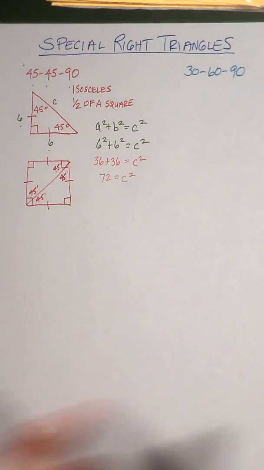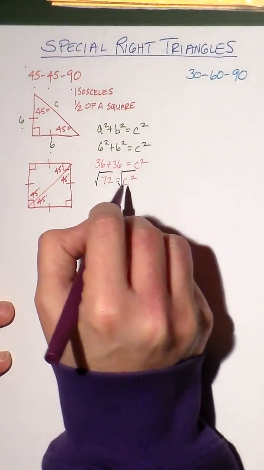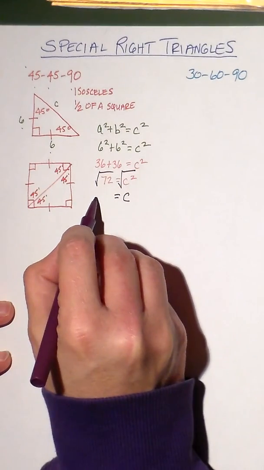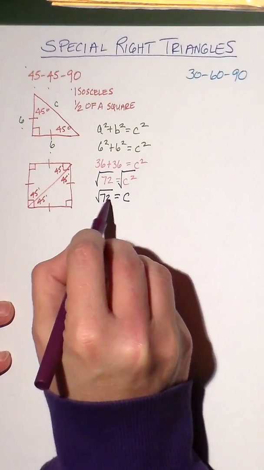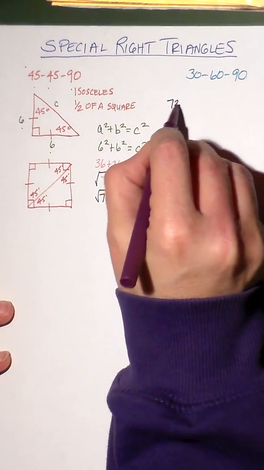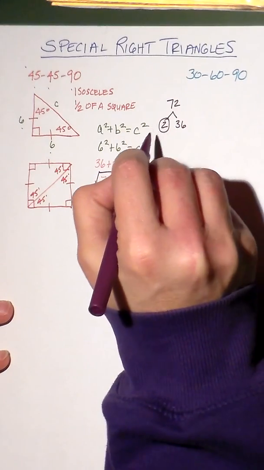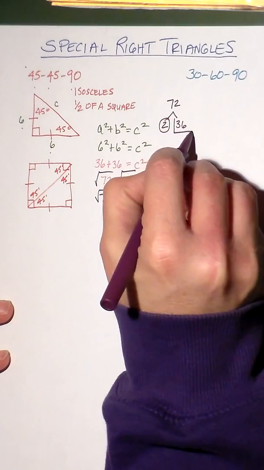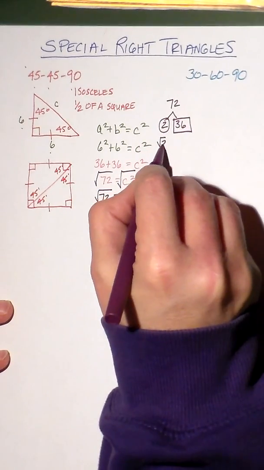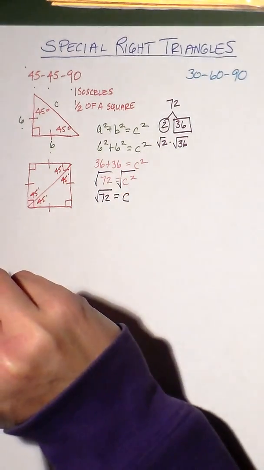Once you get down to that point, you take the square root of both sides, because I don't want c squared, I want c. So c is equal to the square root of 72, but I don't want to leave it as the square root of 72. I want to simplify the radical. I can factor 72 as 2 times 36. 2 is prime. I'm going to box in the 36 because it's a perfect square. So I can rewrite the square root of 72 as the square root of 2 times the square root of 36.